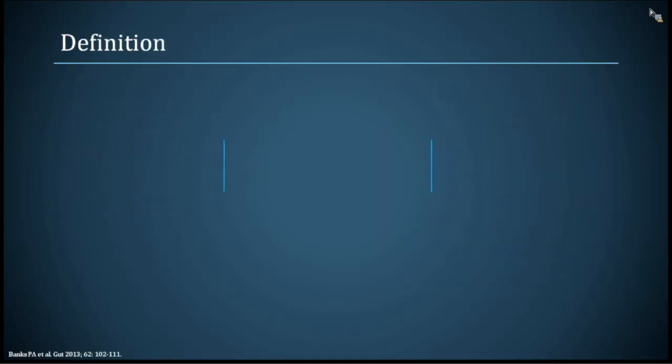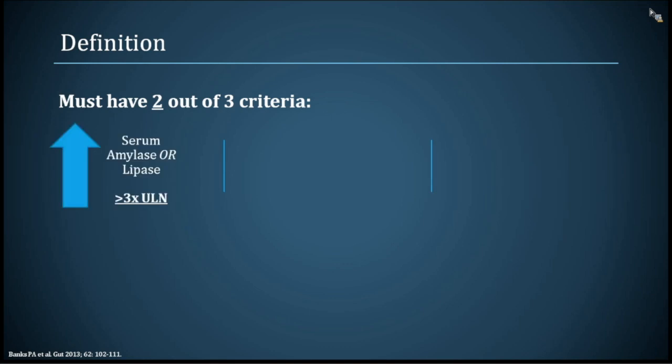And so for definitions, some of this stuff might seem kind of basic, but it turns out there are just a lot of assumptions people have made. So sometimes it's good to review how we really approach the disease. You need to have 2 out of 3 criteria. So you have to have an elevated serum amylase or lipase, preferably lipase. It's a little bit more specific. More than 3 times the upper limit of normal.